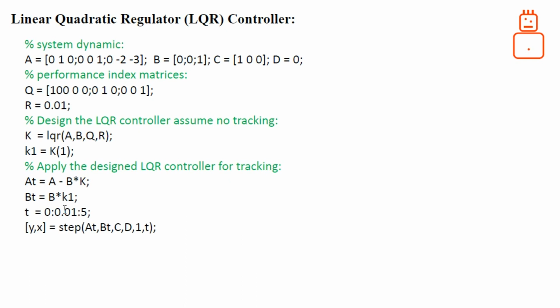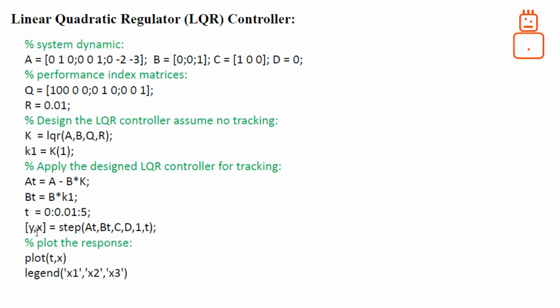Define some time domain from 0 to 5 seconds with an increment of 0.01 and use the command step, but in step use the new system here, which is the system with the combined control action in the state and the control matrix, whereas the output matrices C and D are the same as given in the example. Okay, simply plot the result.